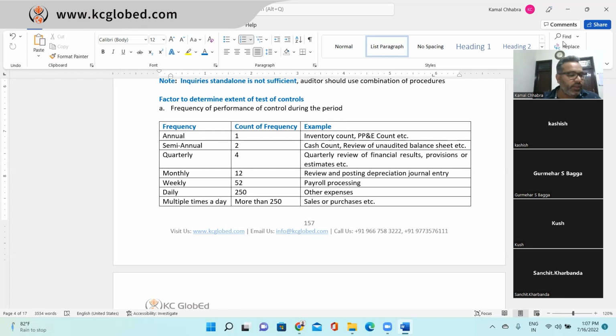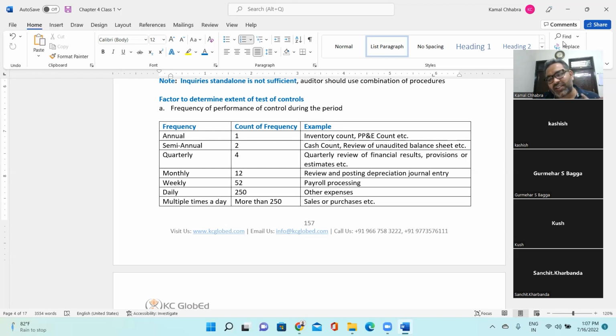So you need to look at your audit risk, right? What is audit risk? Inherent risk multiplied by control risk plus detection risk. Whatever your audit risk is for the respective area and the frequency, accordingly you'll do the math and identify the respective samples. So that is the factor to determine the extent of test of control, that means how many samples you will be testing in the respective controls. What you need to test we will come to. First we are at selection, like how many I need to test.